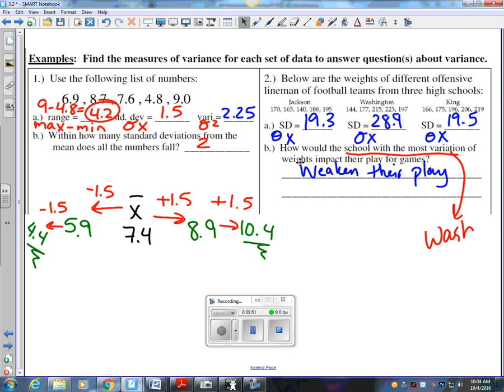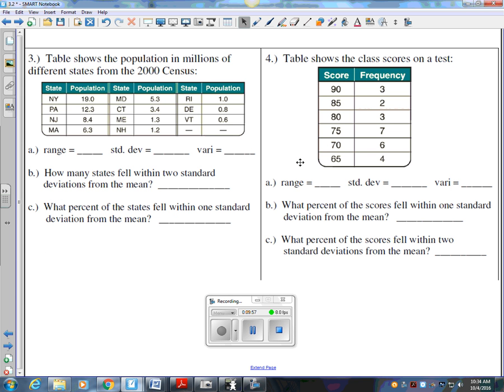All right. Two more. The table below shows the population in millions of different states from the 2000 census. First thing we've got to do is find the range, standard deviation, and variance. So take a minute and put that in your calculator.